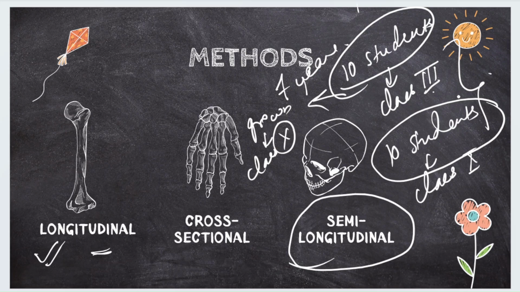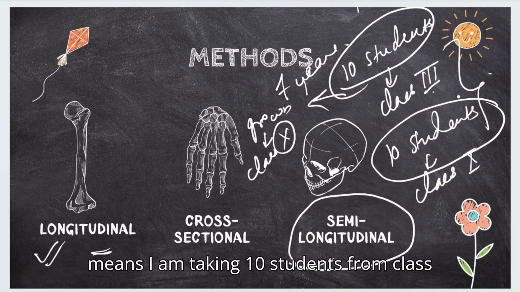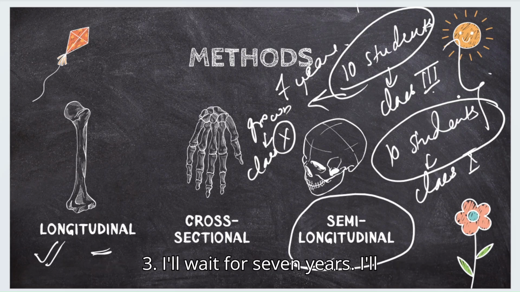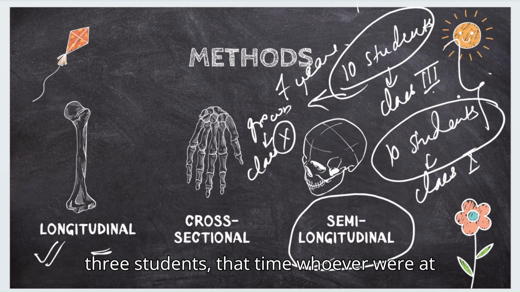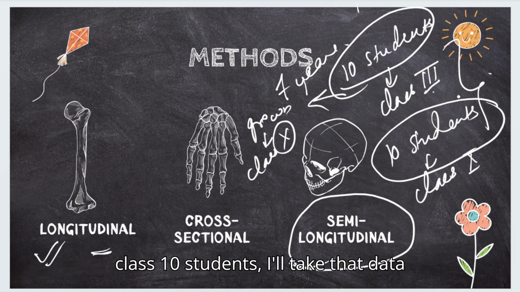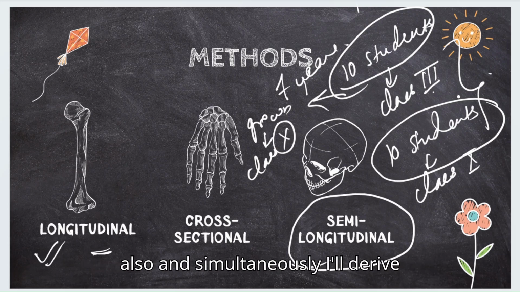So it means I am taking 10 students from class 3. I'll wait for 7 years. I'll see how much they have grown. At that same point of time, after 7 years, I'll go and take data from class 10 students, whoever are in class 10 at that time, and simultaneously I'll derive data.